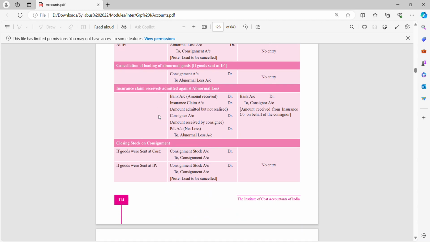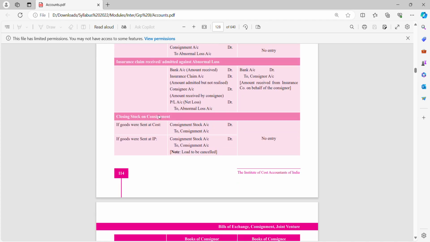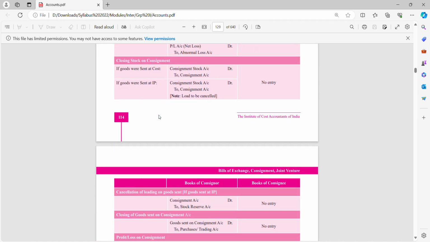If you have an insurance claim received, that also: bank account, insurance claim account, consignee account to P&L account, debit or loss. Suppose it is profit or loss, you have to adjust that, and the other aspect will be abnormal loss. Closing stock on consignment. Closing stock will be consignment stock account debit to consignment account if goods were sent at cost. If goods are sent at invoice price, again the same entry, but the loading portion will come.